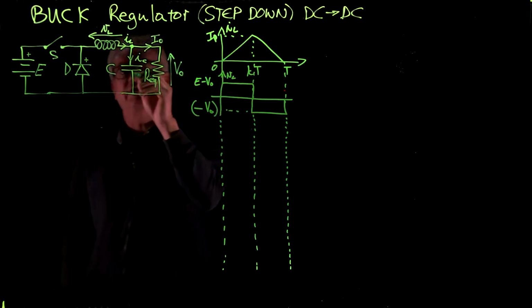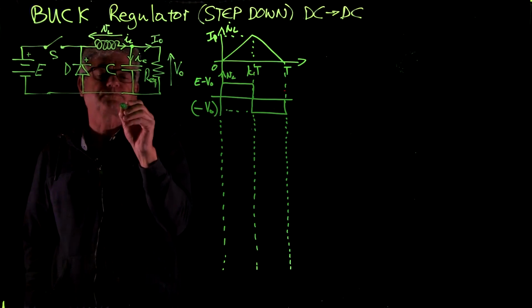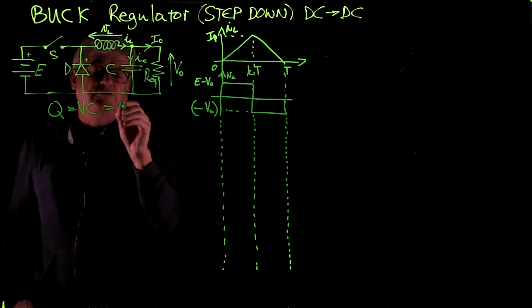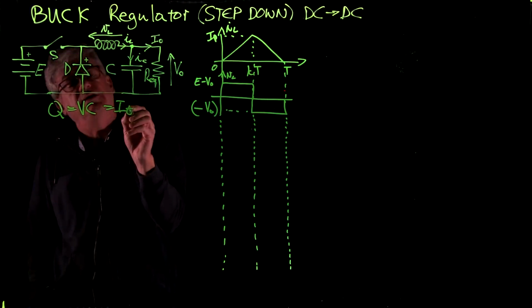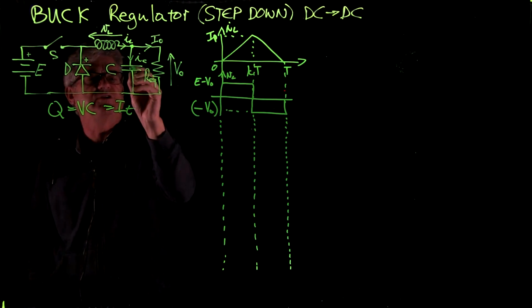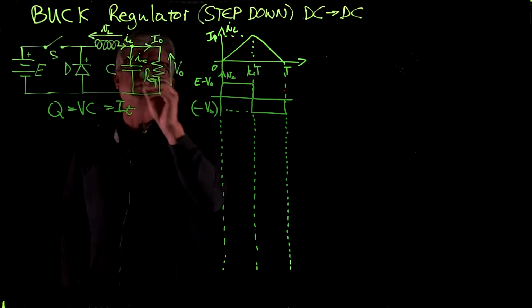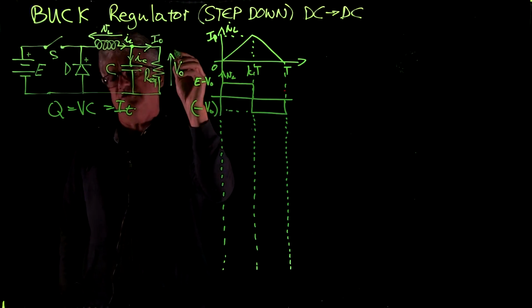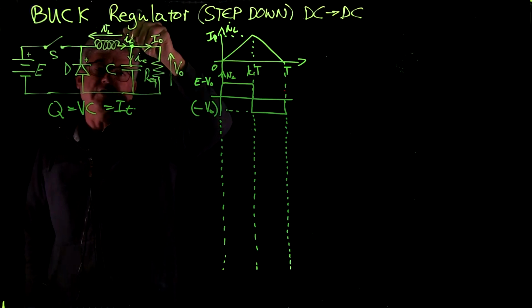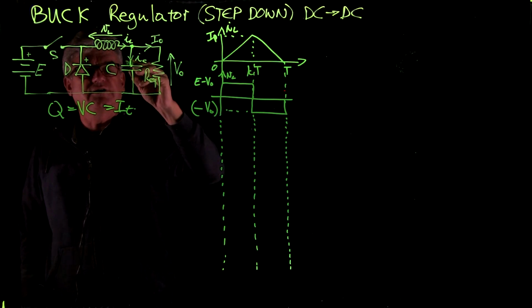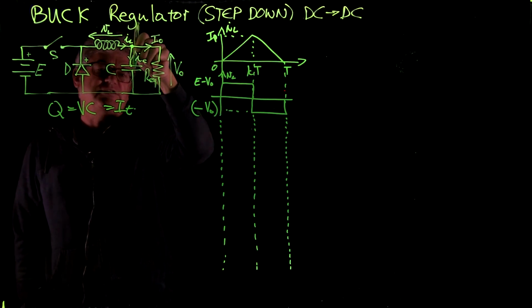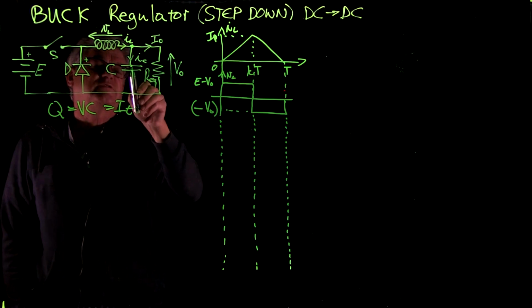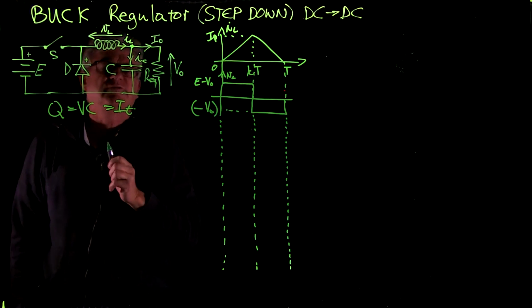But if we consider that the charge on the capacitor Q is equal to CV is equal to IT, then since the voltage over the capacitor at the beginning of each cycle is the same as at the end of the cycle, since V out is a constant, that means that the current flowing into the capacitor multiplied by the time that the current is flowing into the capacitor must be equal to the product of the current flowing out of the capacitor and the time that it is flowing out of the capacitor.